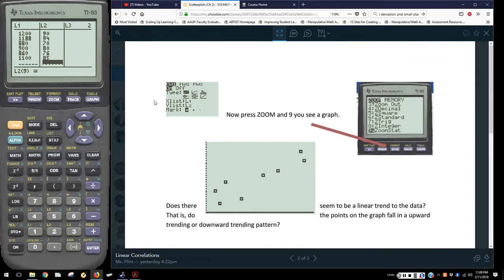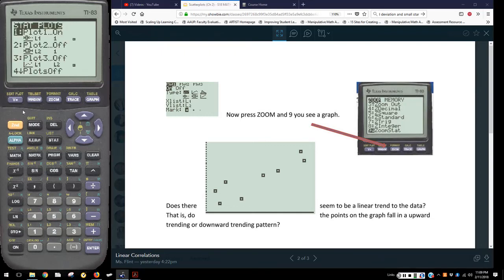And the way we're going to create the scatter plot is, again, we're going to press the second and the y equals button. This is where we made the box plot a few minutes ago. We're going to enter plot 1, make sure it's still turned on. Then we're going to go down arrow and change the plot from the box plot to the first plot, which is called a scatter plot.